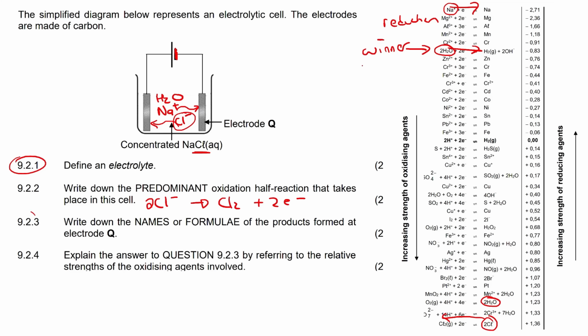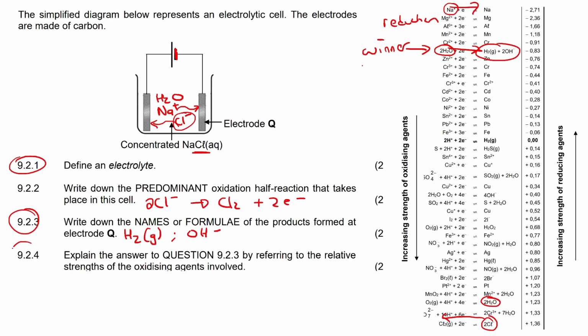Now it says, write down the names of the products that are formed at electrode Q. So electrode Q is where the Na+ and the water are going to compete. So who's going to win over here? We said that the winner is going to be the water. So what are the products going to be? The products are going to be hydrogen gas and OH minus. Don't say Na because that's not going to react.